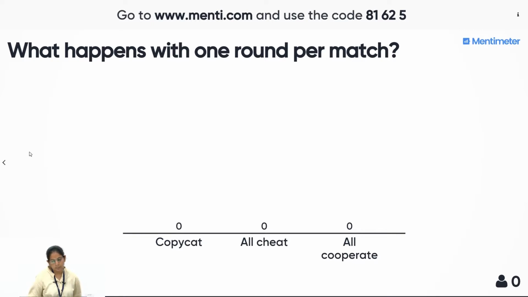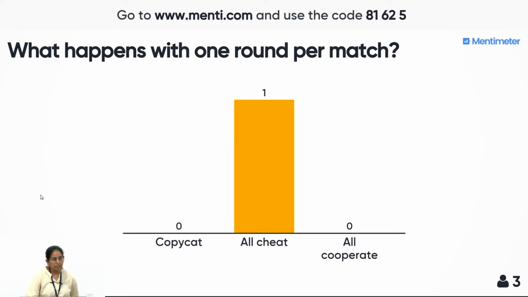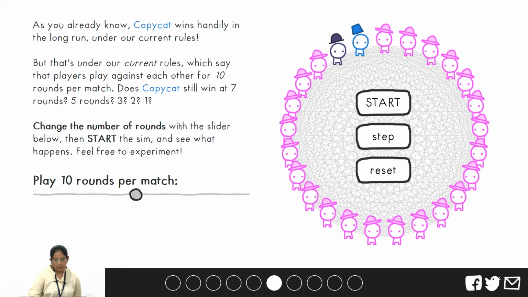So who do you think wins the game if there was only 1 round per match? Is it still going to be copycat or the cheaters or the cooperators? Sorry? So if the setting is not clear, it's essentially this. You can even imagine this composition where you have a lot of nice people, but when they're all playing against each other, they only get 1 opportunity, right? So in this case, who do you think will dominate the long-term game?